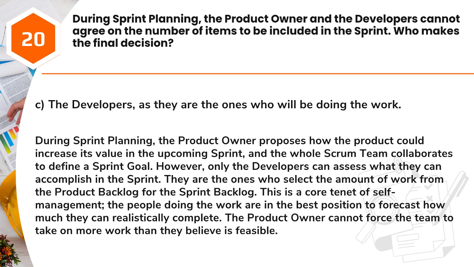This is a core tenet of self-management. The people doing the work are in the best position to forecast how much they can realistically complete. The product owner cannot force the team to take on more work than they believe is feasible.